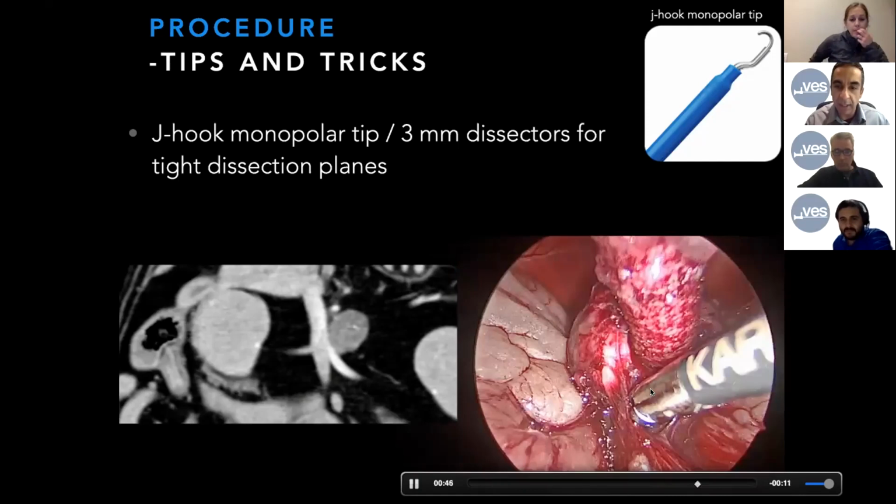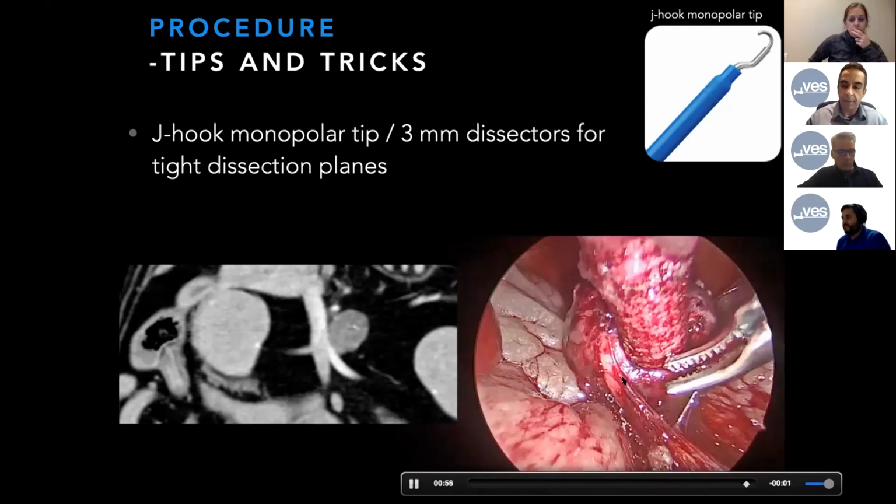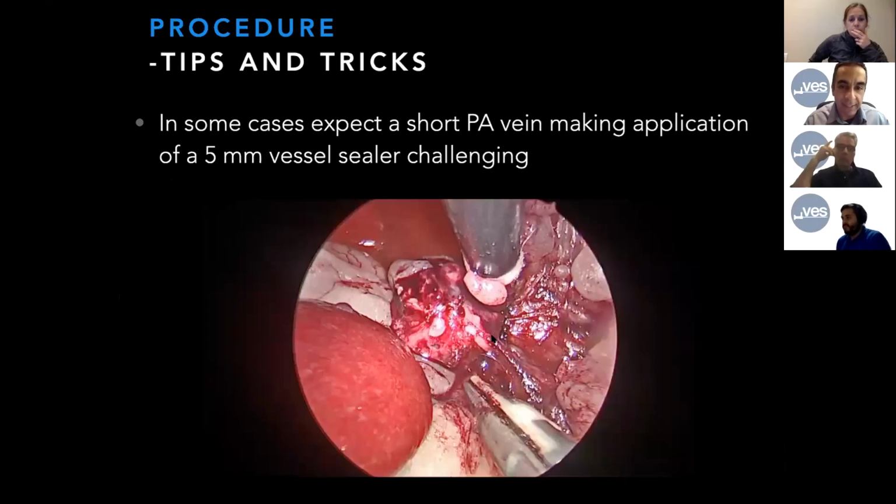And they allow this dissection to occur, whereas some of the 5 millimeter instrumentation, you could get it in there, but it might not be as gentle. So one point again with cats, Phil mentioned this, is that sometimes there can be a really, really short distance, and you can expect this on the CT.